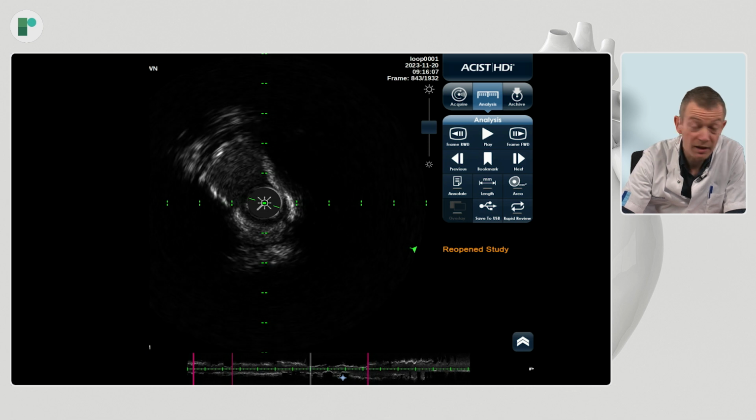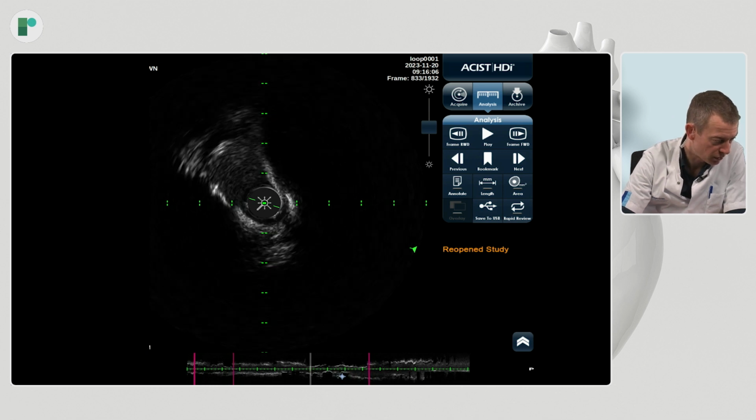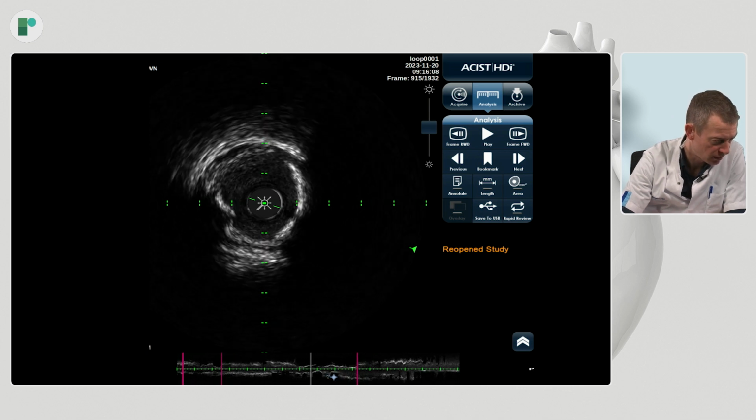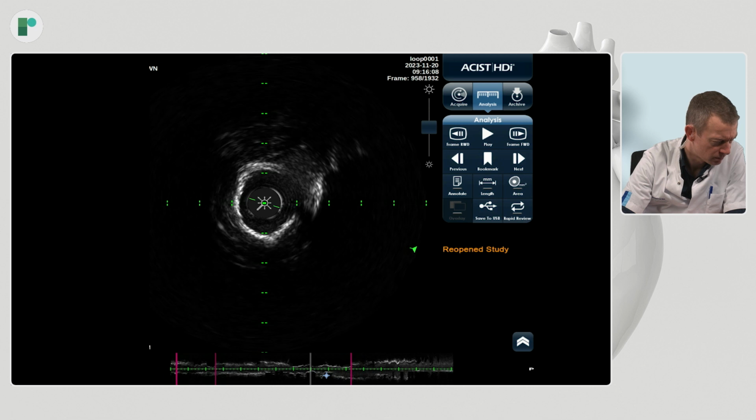Also here, please remember, this is after pre-dilatation with the NC balloon. We go a little bit more proximal, calcified plaque. Lumen is not so small, but here, see, this is really small. Here we can measure again.